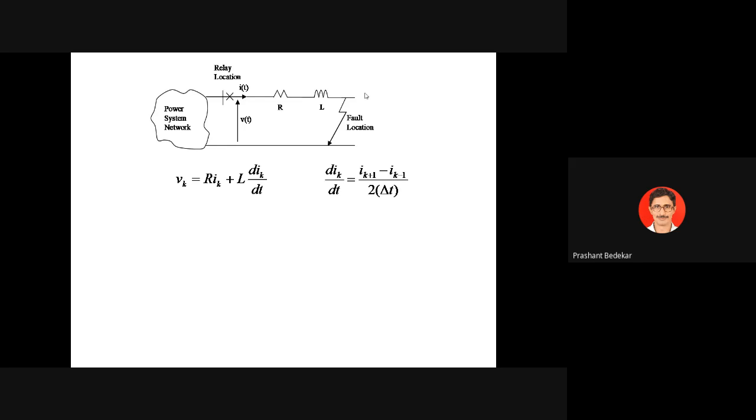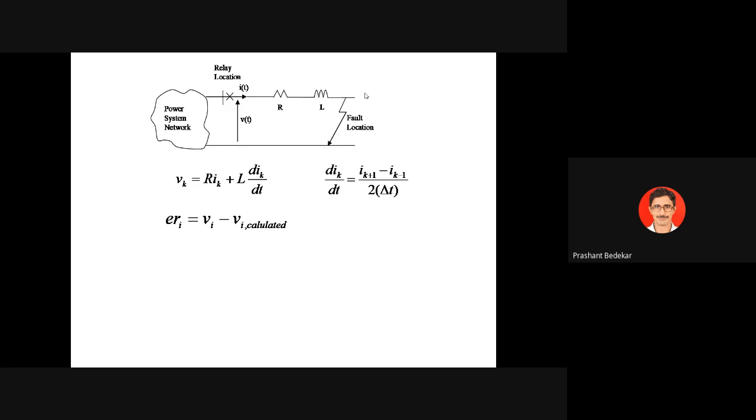The derivative can be obtained at any instant of time. The derivative of current can be obtained using a numerical method. This is the numerical method of finding the derivative: the value of current at the next instant minus the value of current at the previous instant, divided by 2 times the time interval between the instants. So this way you can find the derivative. And then you can find the error.